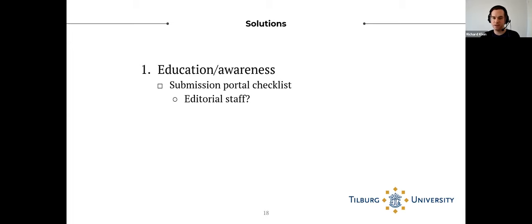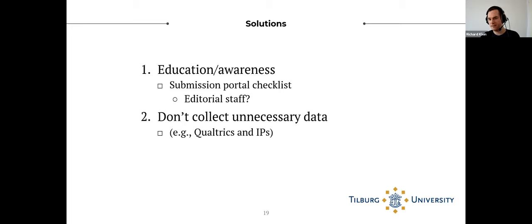This could be simply in the form of a check mark on a submission portal. Kind of a higher reach goal would be maybe if you have editorial staff that could both check for these sorts of issues and also, while they're checking, maybe data documentation, maybe code reproducibility. I realize that's kind of a larger investment. A simple tip just in your personal research labs is that you might want to consider whether you're collecting unnecessary data that might be identifying.